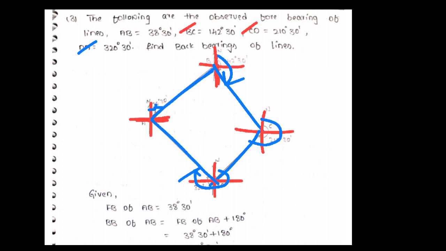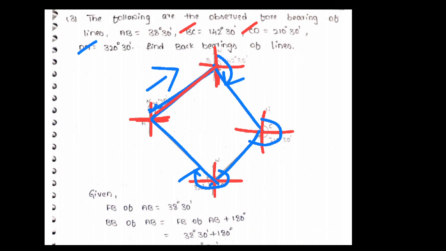For line AB, the fore bearing is in the first quadrant, and for line BA, the back bearing will be in the opposite quadrant. If the fore bearing is in the first quadrant, then its back bearing is in the third quadrant. The blue one is the first quadrant, and the red one is the back bearing, which is in the third quadrant.